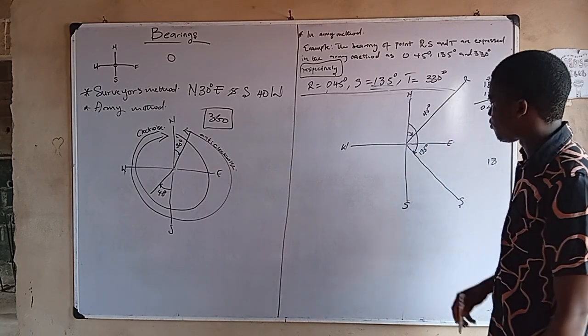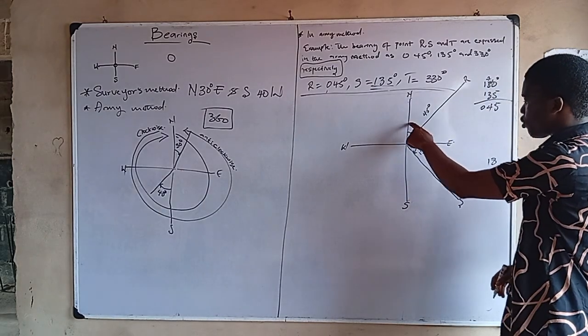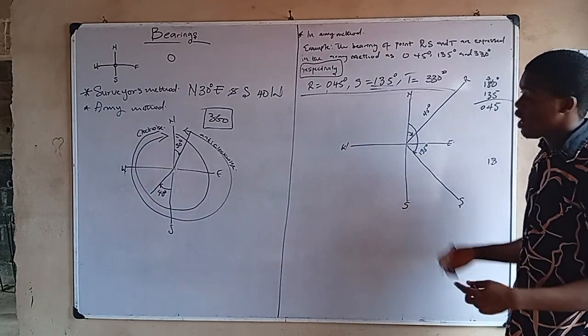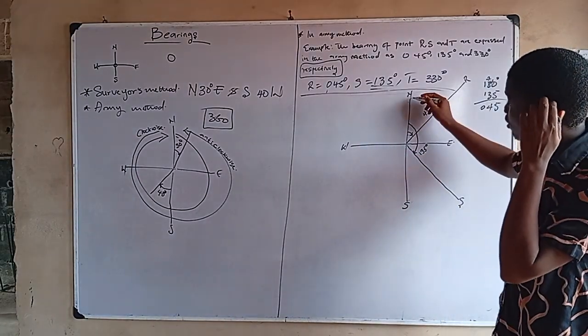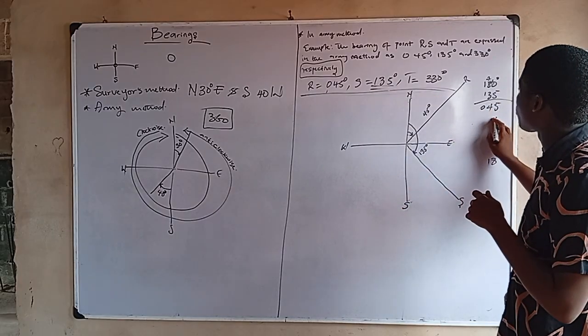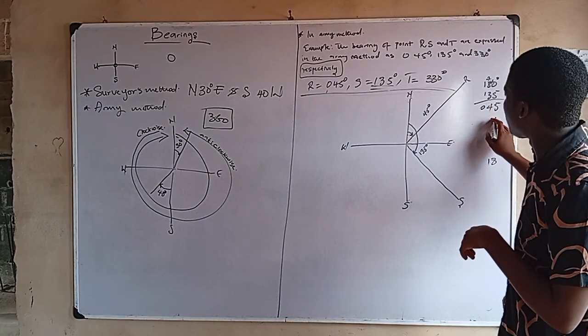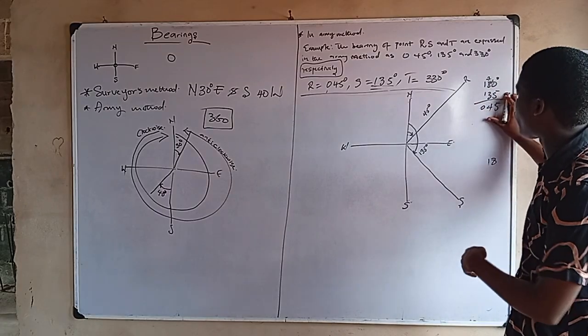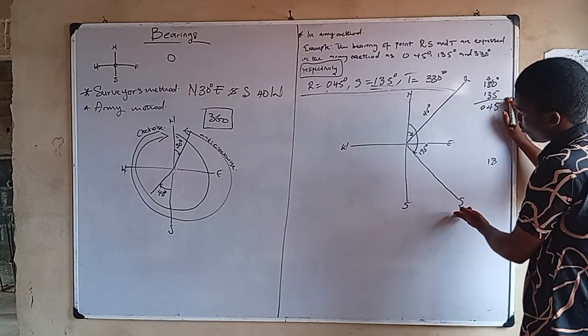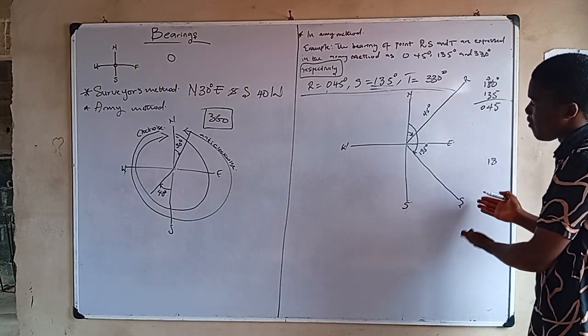135 degrees. From north to S is 135. How do we get 135? We know that from here to here is 180. So 180 minus 135, and this is what we got, 45. So we just need to separate our 45 from here, and we got our S.